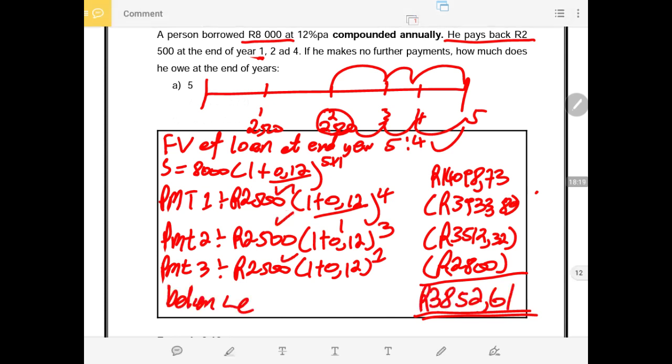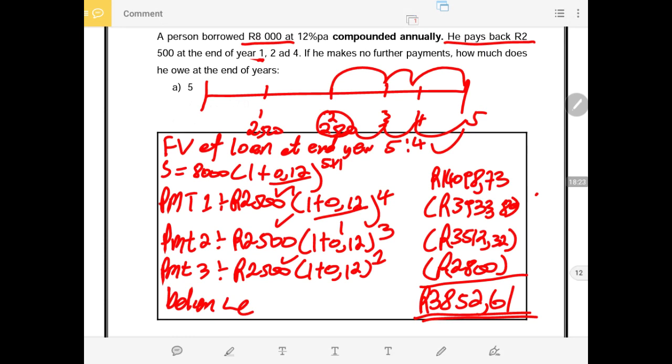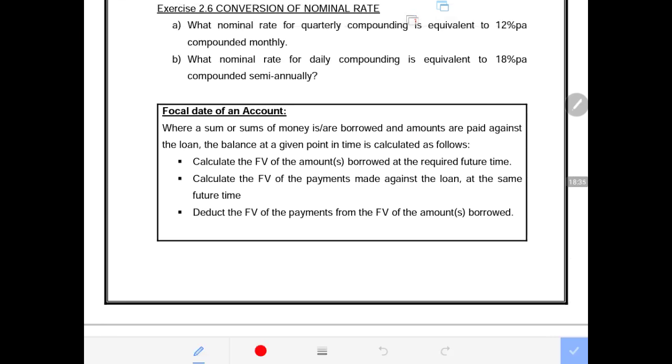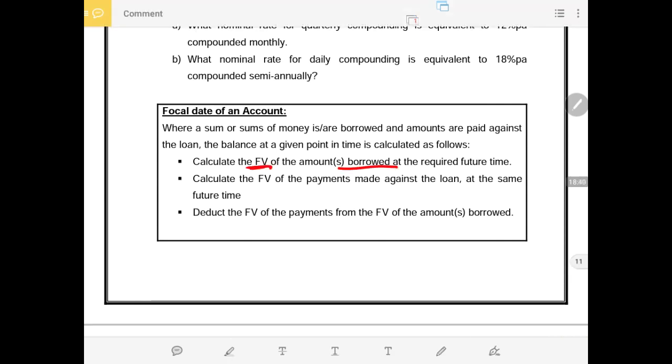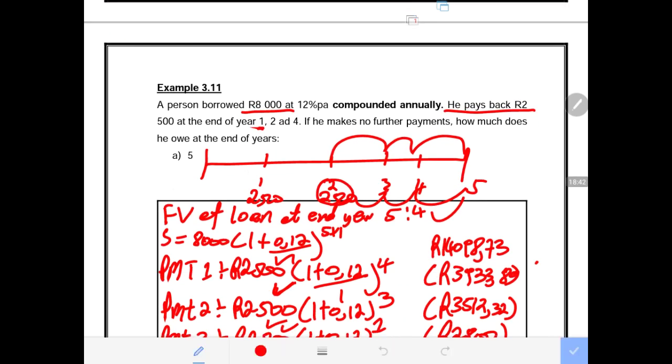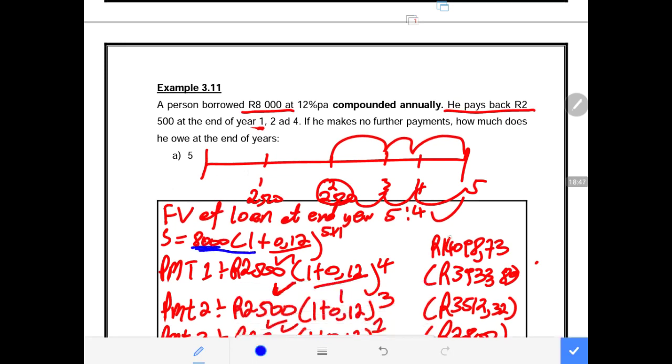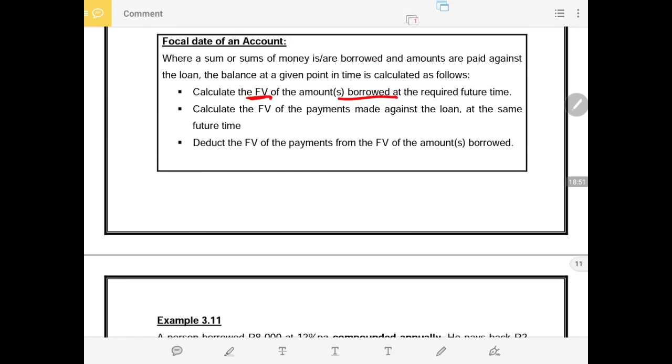If this person borrowed 8,000 and makes payments of 2.5 at the end of year 1, a payment of 2.5 at the end of year 2, and a payment of 2.5 at the end of year 4. Remember to keep it basic in terms of the principle. Calculate first the future value of the amount that is borrowed. The future value is this 14,000, because we borrowed 8,000, so the future value of that 8,000 after 5 years will be this amount. And step number 2 says, what do we do?